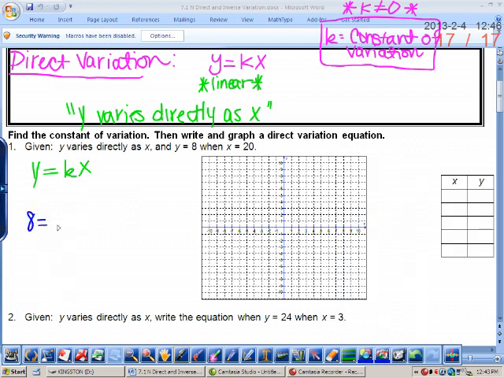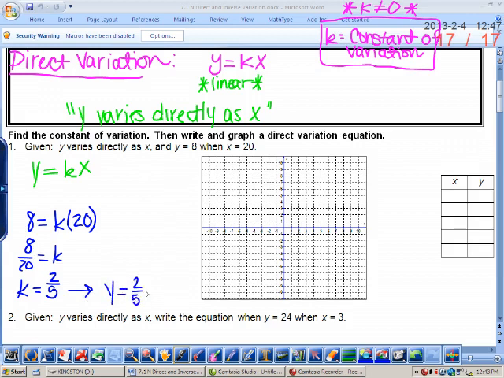So to find our constant of variation, we're going to plug in 8 and 20. So we have that 8 equals k times 20. We would divide both sides by 20, so we would get 8 over 20 equals k. So what would k reduce to? 2/5. Okay, so that's one thing I'm checking for is the constant of variation. The next thing I'm looking for is that you've plugged in the constant of variation and written your direct variation equation. So this gives us y equals 2/5 x.